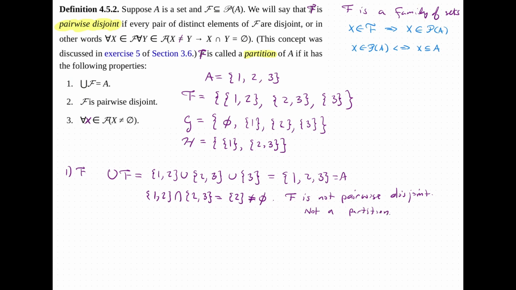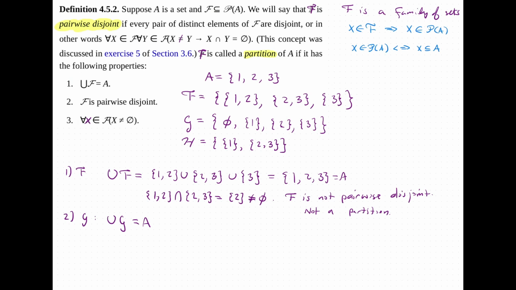So let's look at G. In the case of G, we will have that the union of G is equal to A, because now we're taking the union of the empty set with the set containing 1, the set containing 2, and the union with the set containing 3. We're going to get back A. Good.